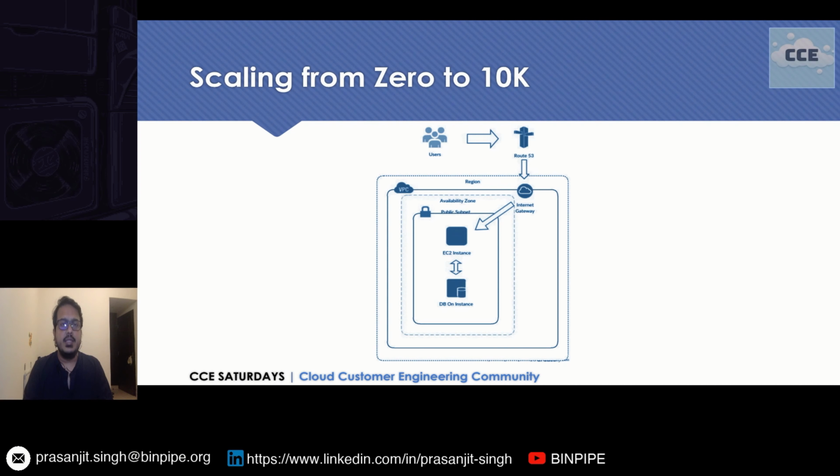But even this cannot sustain traffic after a certain limit. Mostly seen, 10,000, 15,000 users can be sustained with this kind of an architecture. Now, if you're growing, then it becomes difficult to sustain more customers.